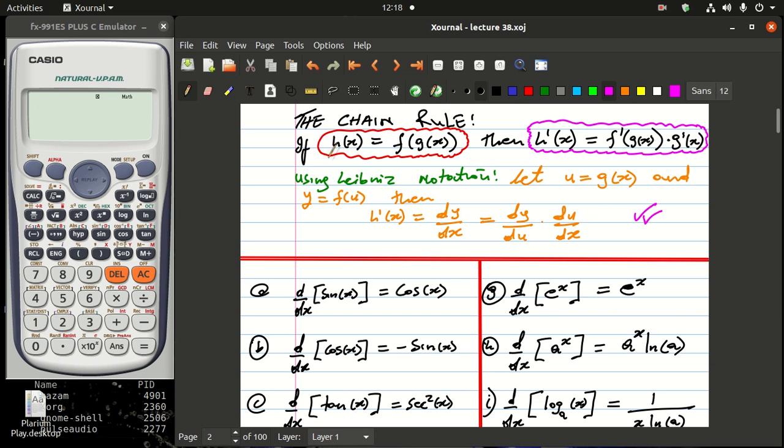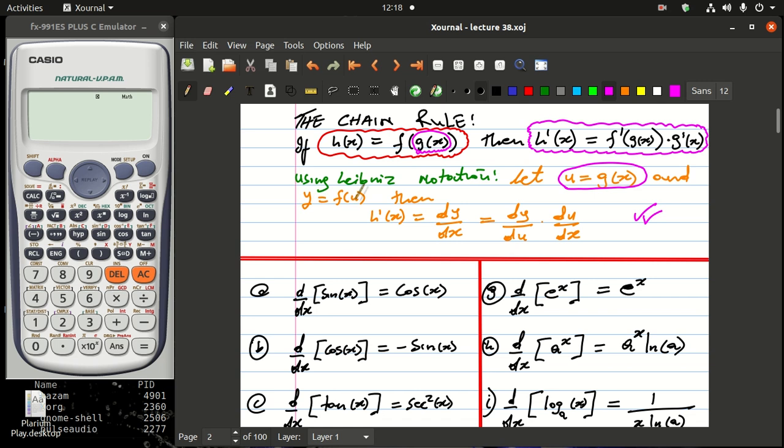So if you want to find the derivative of this function here, the first thing you need to do is let this inside function, which is g of x, be equal to some u. So you let u equal g of x, and once you have this as your u, you replace g of x by u. As you can see here, I replace g of x by u, and then the function that I get now, I let it be equal to y.